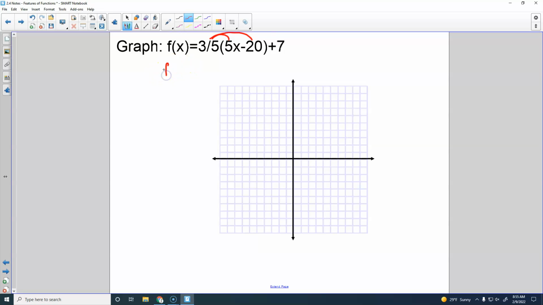and so f of x will equal 3/5 times 5, right? It's like 5/1, just cancels the 5, so we get 3x minus 3/5 times that negative 20. I can reduce here, make that a 4. I'm going to get a negative 12, so I have minus 12 plus 7. And so that's going to give me 3x minus 5.